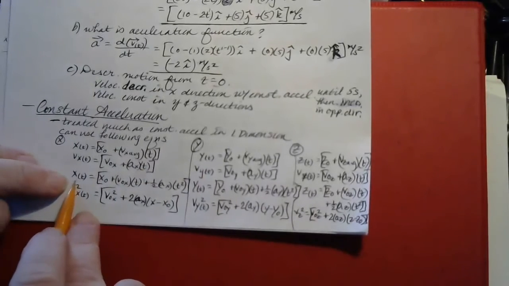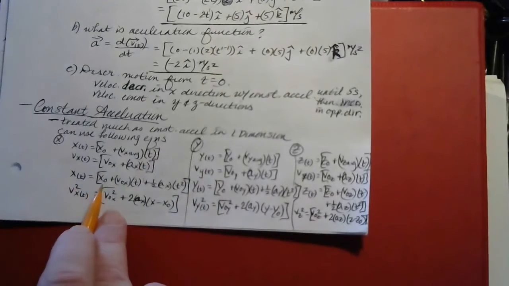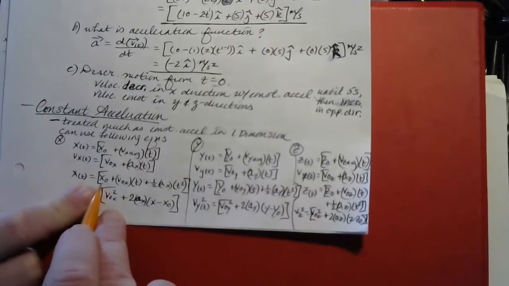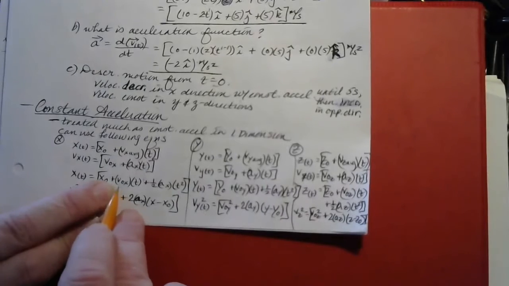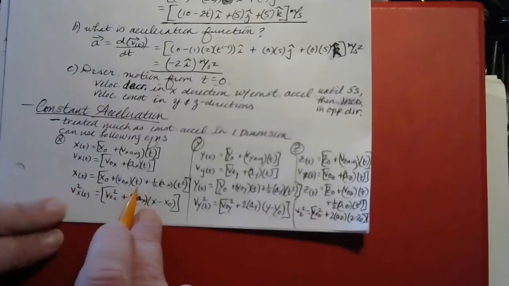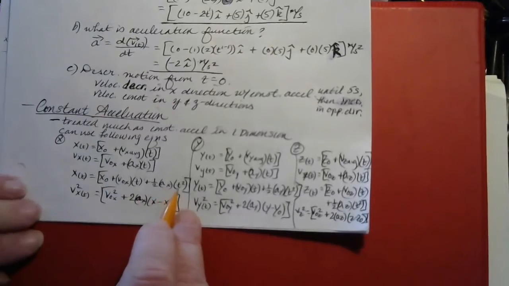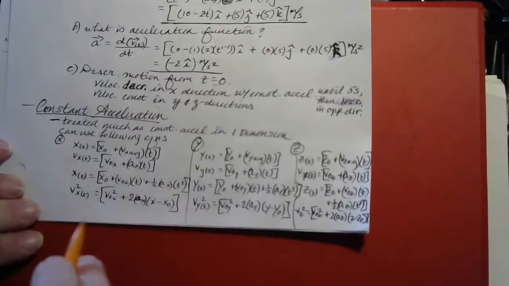You can find the position in the x direction as a function of time also by taking the original x position and adding to it the original velocity in the x direction times time, plus 1/2 times the acceleration in the x direction times time squared. And again, that equation should look pretty familiar.